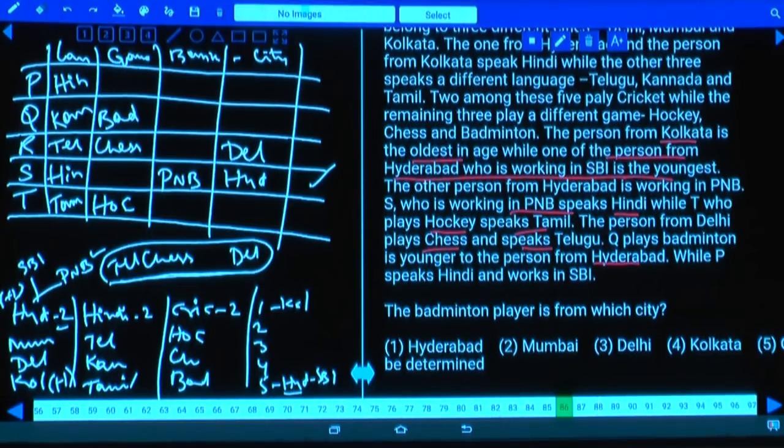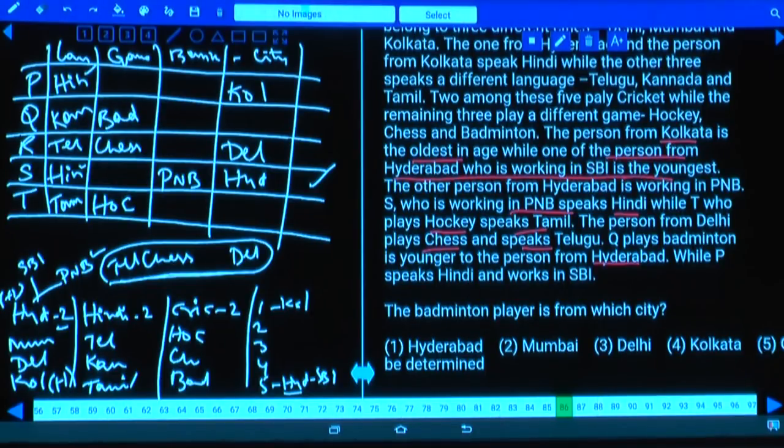Now two persons. Who are those two? This Hindi person and this Hindi person. And one from Hyderabad and another from Kolkata are speaking Hindi, while the other three speak three different languages. Two among these play cricket.